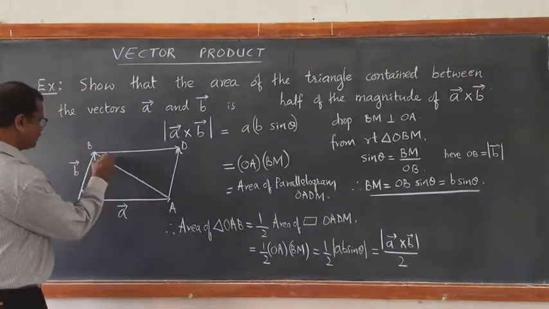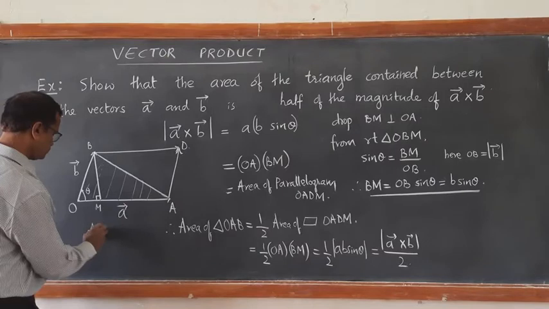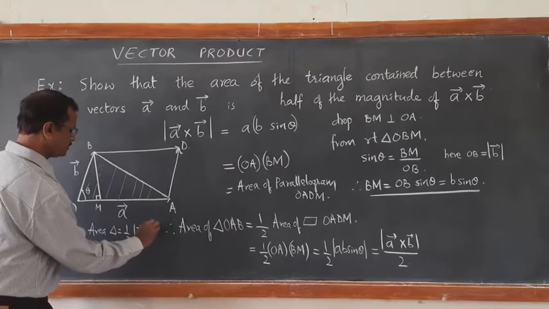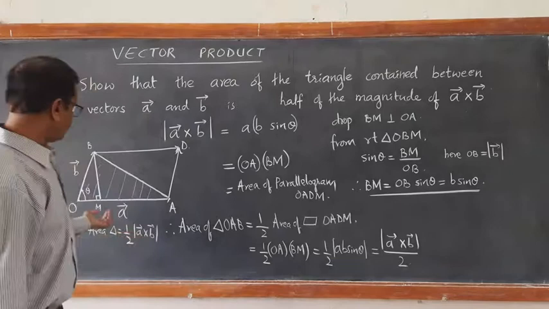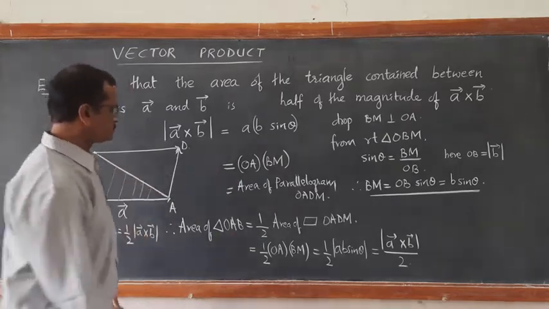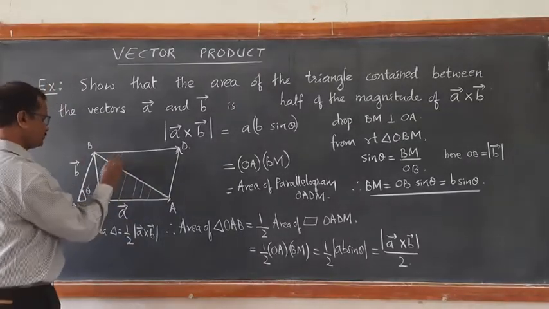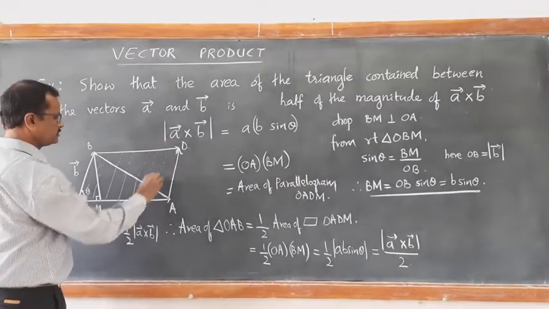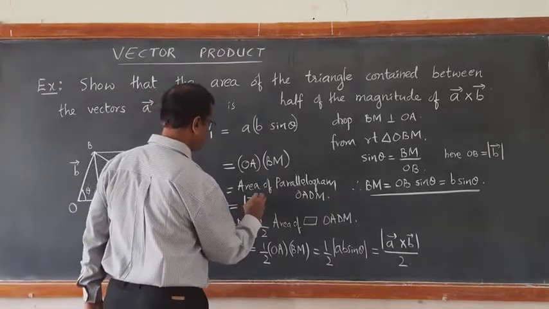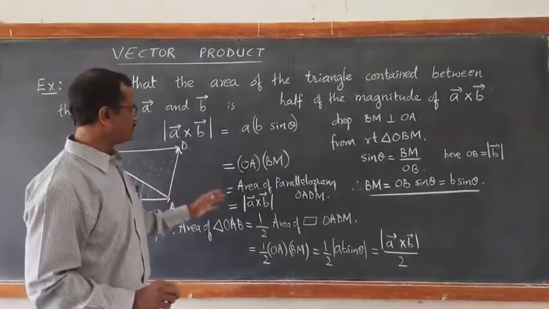Thus we prove that the area of this triangle is half the magnitude of the cross product of vectors A and B. And in this problem we have solved one more important thing: the area of the entire parallelogram is the magnitude of A cross B. So this is the geometrical meaning of the cross product.